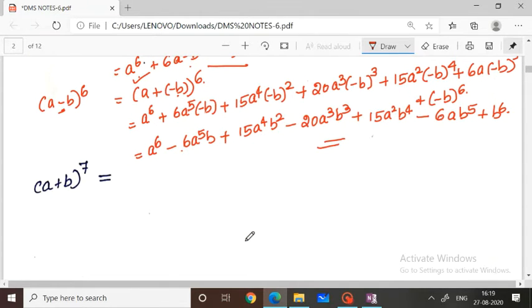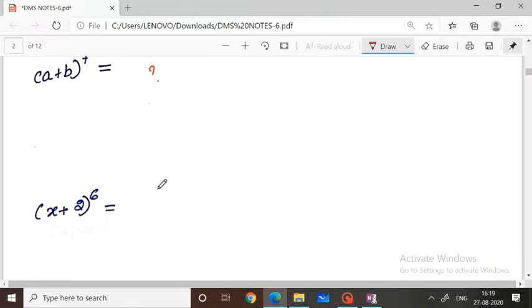Now there is another question, a plus b the whole raised to 7, that you work out by your own. Now, how will you simplify x plus 2 the whole raised to 6? Is it possible to simplify that? x plus 2 the whole raised to 6 means, how can you express this?